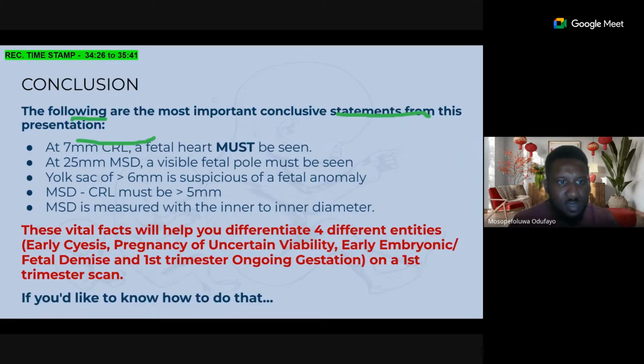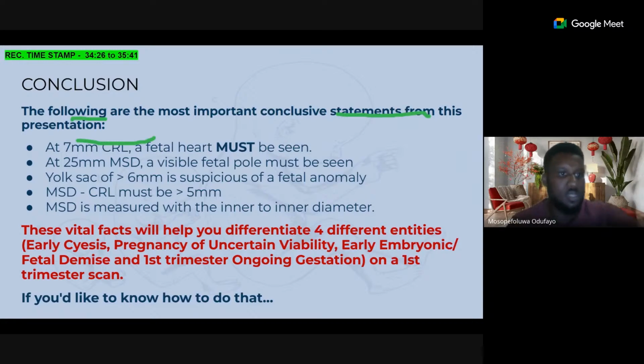At 7 millimeters CRL, a fetal heart must be seen. Now, take note. It's also documented that for TVS at 5 millimeters CRL, fetal heart must be seen. But for transabdominal at 7 millimeters CRL, a fetal heart must be seen.